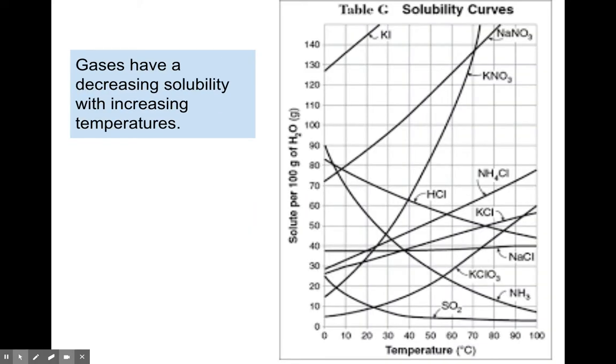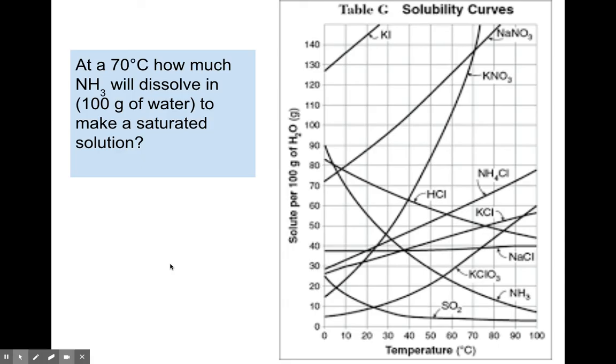We also looked at table G. We learned again that gases have a decreasing solubility with increasing temperature. So we have three gases again: HCl, NH3, and SO2. The rest are solids going upwards.